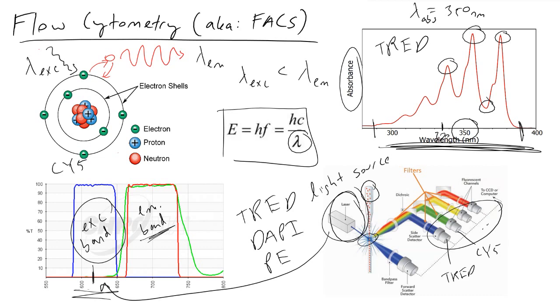And so this is why we have different channels, which is how scientists and engineers are able to very quickly determine multiple characteristics and intensities of these cells using flow cytometry.